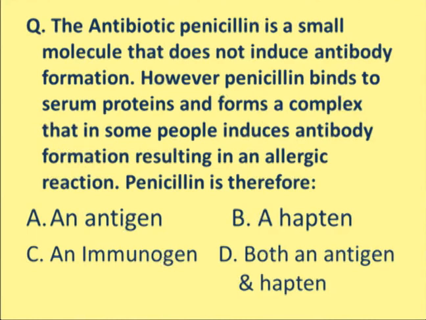Here it means that it is not generating any immune response. However, penicillin binds to serum protein and forms a complex that in some people induces antibody formation, resulting in an allergic reaction. Penicillin is therefore an antigen, option B hapten, an immunogen, or both antigen and hapten. The concept being asked is that there is an entity which by itself cannot generate an immune response, but when it gets bound to something else, it generates a stronger immune response. How does this become possible, and what kind of molecule is it? Such molecules are known as haptens.